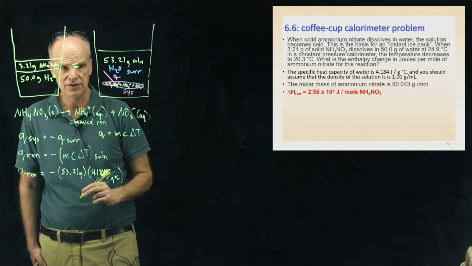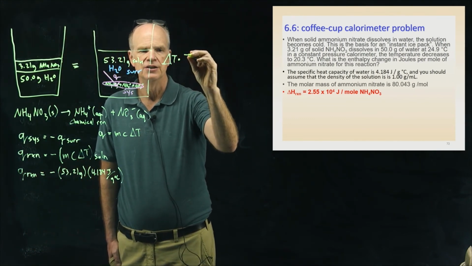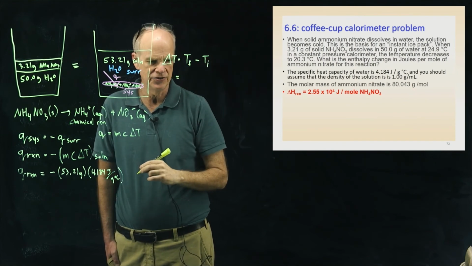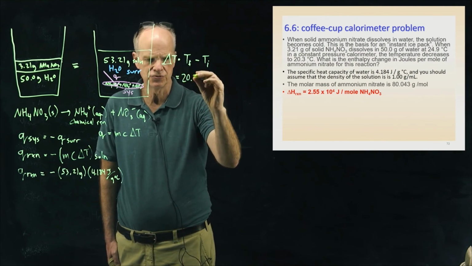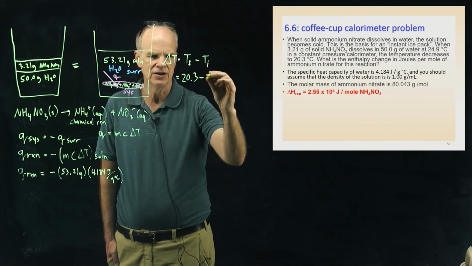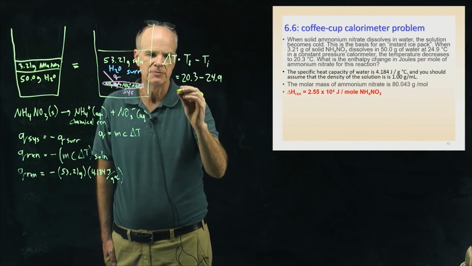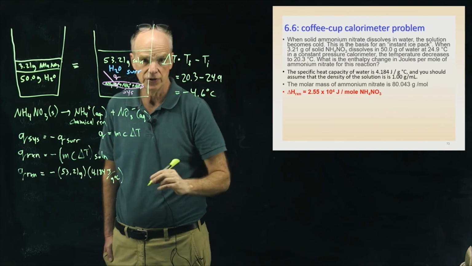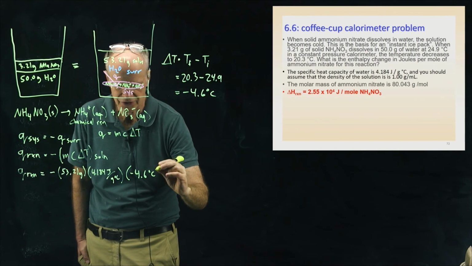Let's work that out. So delta T is going to be equal to T final minus T initial. And so what is the final temperature in this problem? It looks like it cooled down, so the final temperature is 20.3 degrees Celsius. The initial temperature is higher, it's 24.9. So when I worked this out earlier, the temperature change I got was negative 4.6 degrees Celsius. So we're going to put this here, negative 4.6 degrees Celsius.